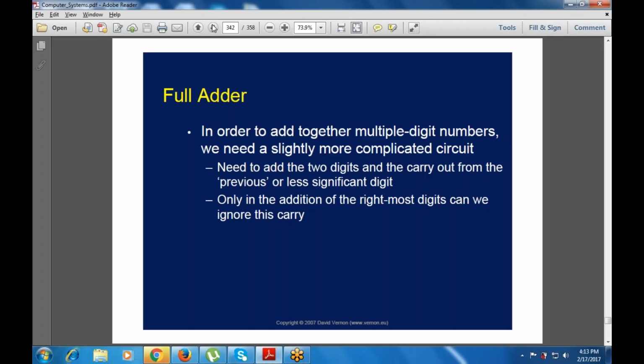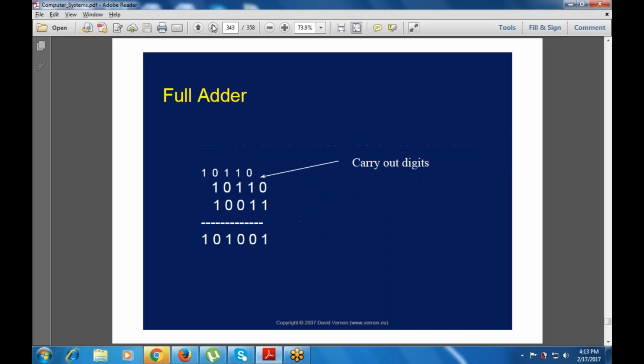Now in order to add multiple-digit numbers together, we need a slightly more complicated circuit. We need to add the two digits and the carry out from the previous, less significant digit. For the rightmost digit we can ignore the carry. For example, 10110 plus 10011: 0 plus 1 is 1, then 1 plus 1 is 0 with carry 1, then 1 plus 1 again 0 with carry 1, 1 plus 0 is 1, then 1 plus 1 is 0 with carry 1, then 1. So the result is 101001.